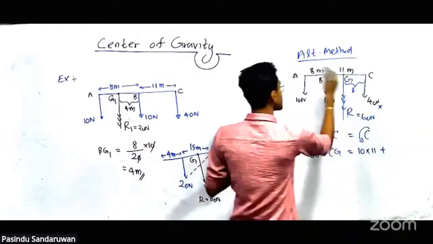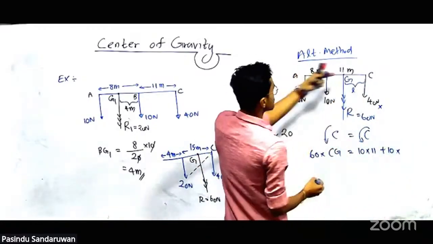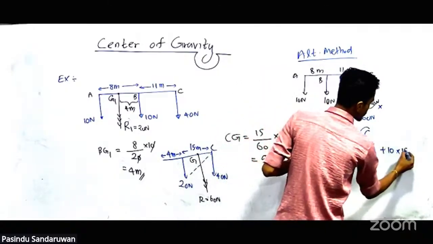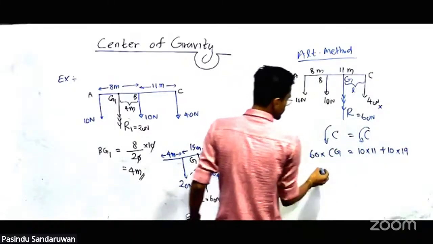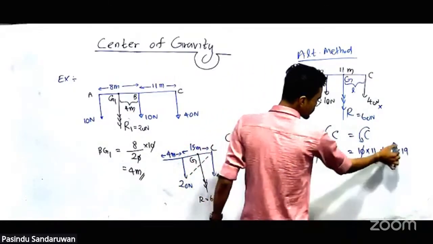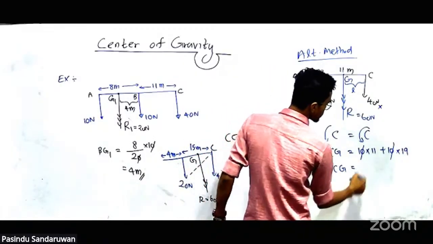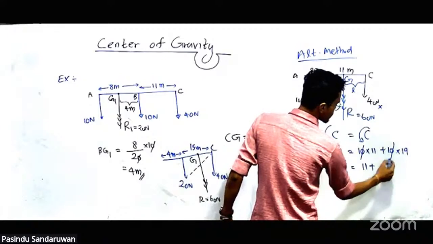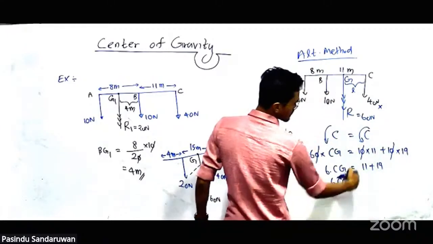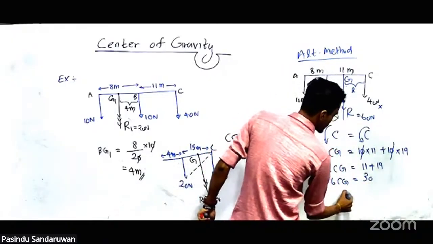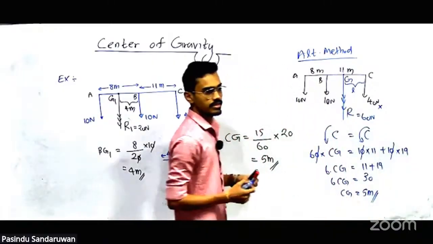Plus, there is another force moment that comes by this 10: 10 times 90. Total distance from C. Try to simplify this and see. The zeros cancel. So 6 CG equals 11 plus 90. 6 CG equals 30. CG equals 5 meters. That is also fine.